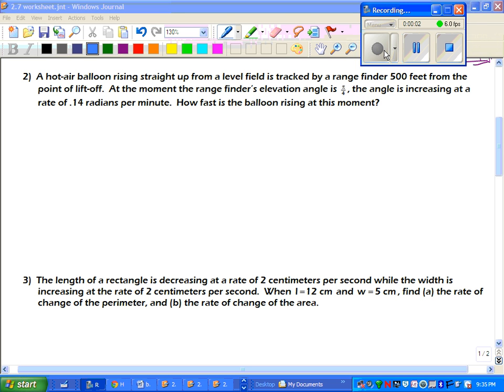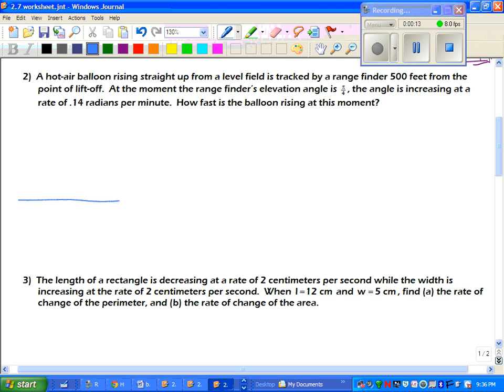All right, let's take a look at number 2. A hot air balloon rising straight up from a field, a level field, is tracked by a rangefinder 500 feet from the point of liftoff. So let's start our picture.